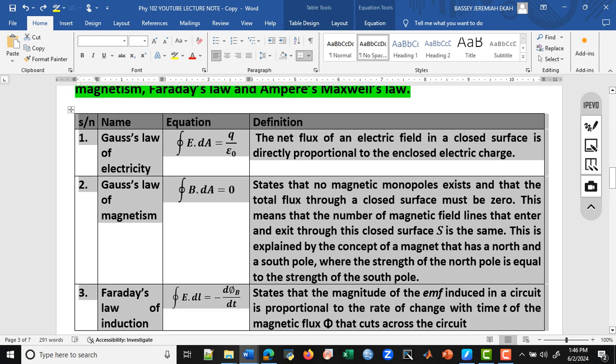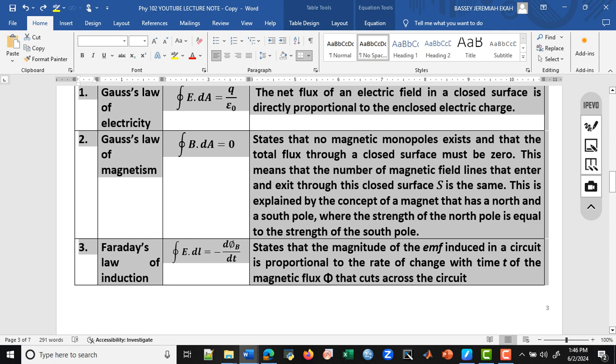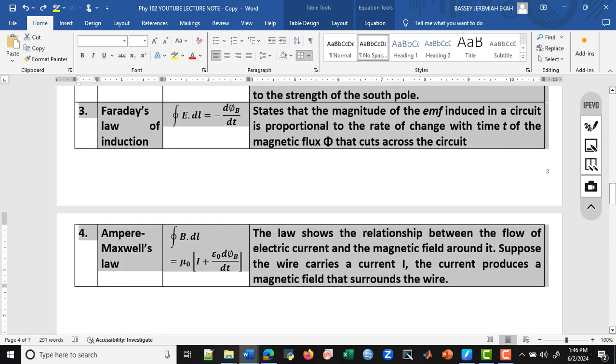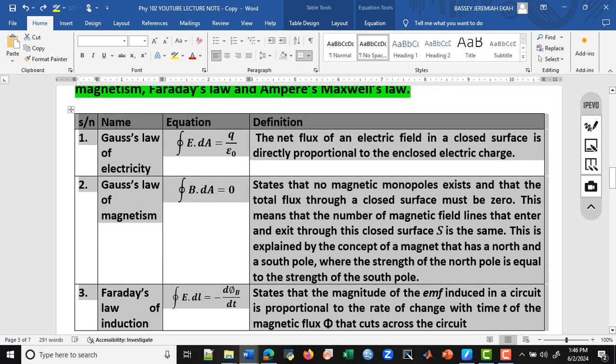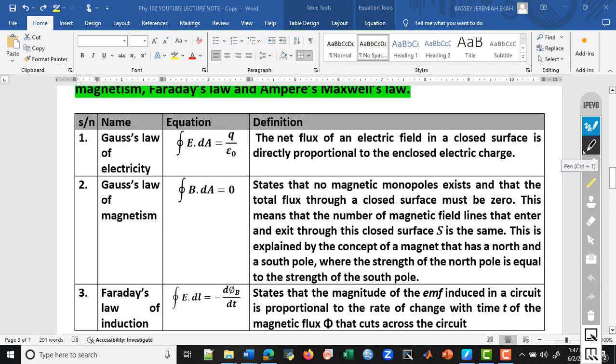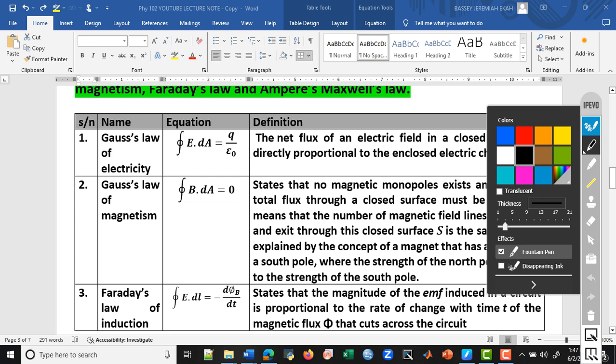So we have Gauss' law of electricity as number 1, Gauss' law of magnetism as number 2, Faraday's law of induction, and then the Ampere-Maxwell equation. The definitions are stated as follows. You now see the mathematical expression representing each definition, where the equation is written and then the definition as well.